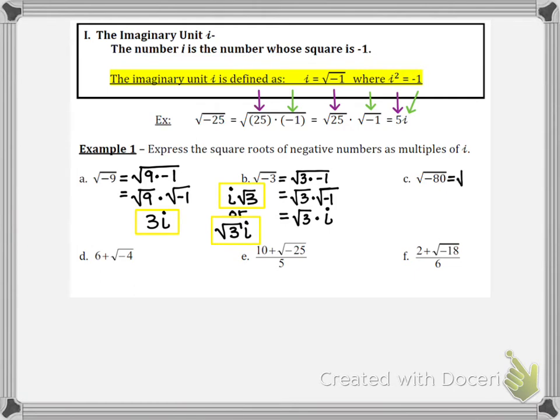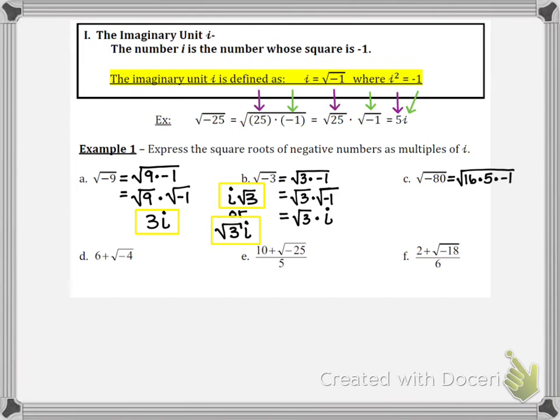All right, in part C, I first need to think about how the square root of 80 can be further simplified. So I'm going to rewrite 80 as 16 times 5, but since it's -80, I want to include the factor of -1.